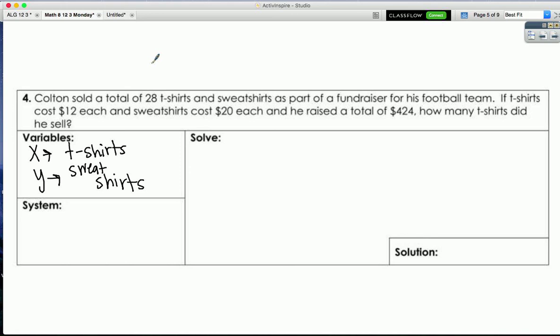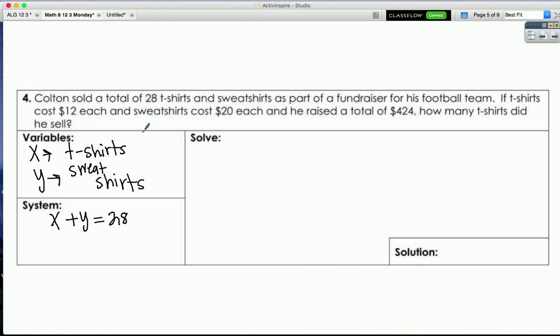All right. So if there was a total of 28 shirts and sweatshirts sold, but I don't know how many of each, then all I can say is x plus y equals 28. Because I don't know how many of each were sold. All I know is that a combination of t-shirts and sweatshirts totaled up to 28 items.